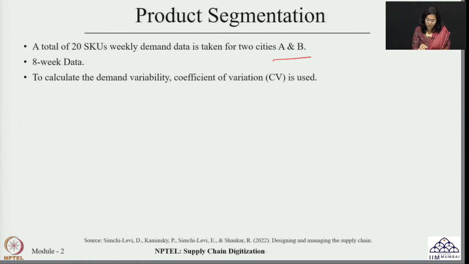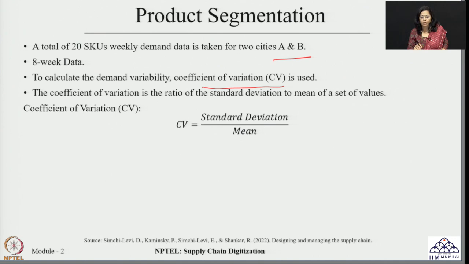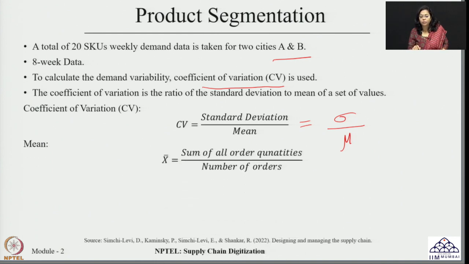In order to calculate demand variability, very interestingly, we use a concept called coefficient of variation, which is a very widely known statistical measure for calculating this variability. So let's see the formula of coefficient of variation. It's a very simple formula: the coefficient of variation is given as standard deviation divided by mean, that is sigma by mu. The mean is nothing but the sum of the quantities that you have received divided by the number of orders, and the standard deviation, as we all know, is given as the square root of the sum of (xi minus x bar) whole square divided by n, where xi are the individual orders, x bar is the average of the orders and n is the number of orders. So we can use this information about mean and standard deviation to calculate our coefficient of variation.